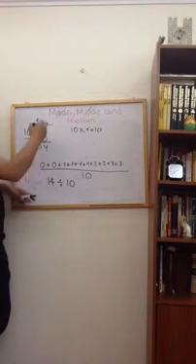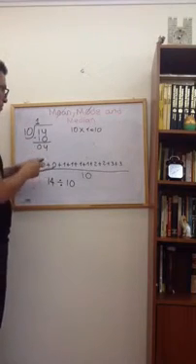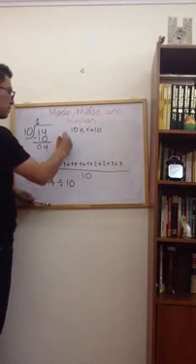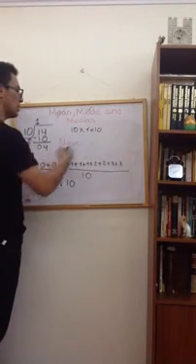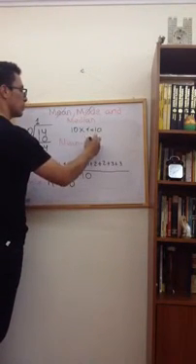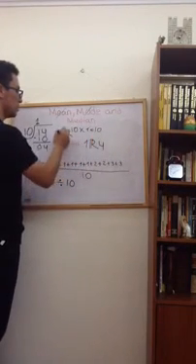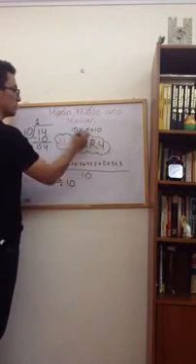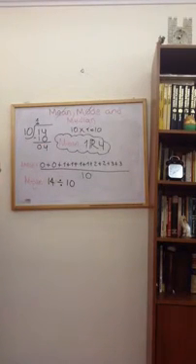Alright? And that's it. So the answer will be mean equals 1 remainder 4. Okay? So that's the answer of this. 1 remainder 4.